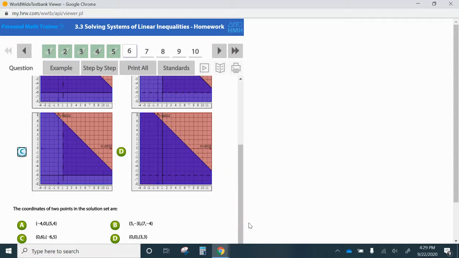Now, which are solutions? Negative 4, 0. That's not in the region. So 5, negative 3. So 1, 2, 3, 4, 5, negative 3. That works. And then 7, negative 4. So the answer is B.